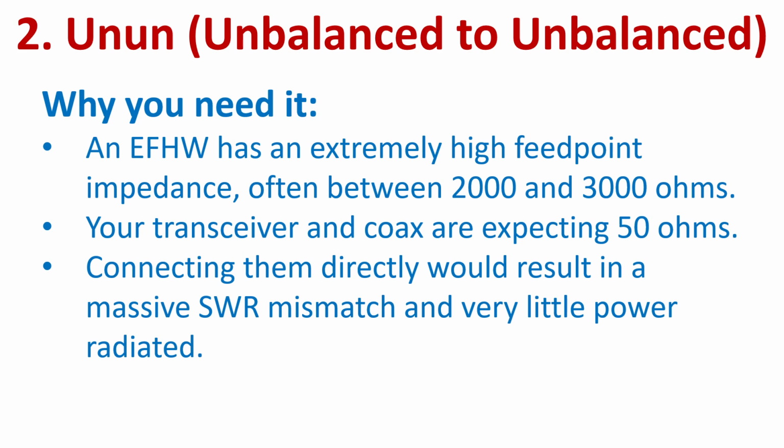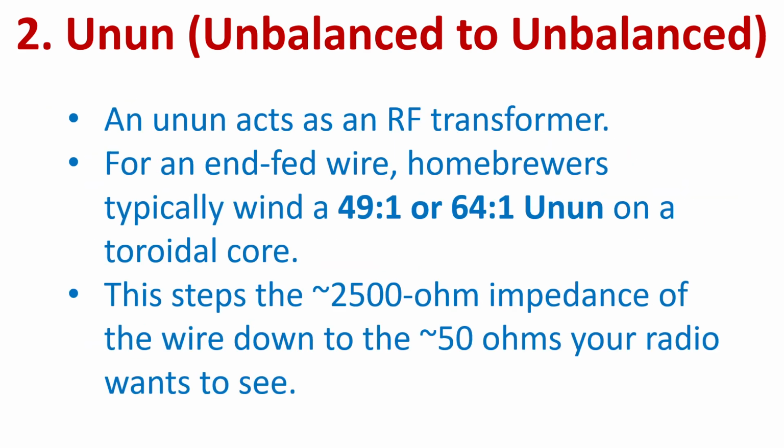An end-fed half-wave antenna has an extremely high feed point impedance, often between 2000 and 3000 ohms. Your transceiver and coax are expecting 50 ohms. Connecting them directly would result in a massive SWR mismatch and very little power radiated. An unun acts as an RF transformer. For an end-fed wire, homebrewers typically wind a 49:1 or 64:1 unun on a toroidal core. This steps the 2500 ohm impedance of the wire down to the 50 ohms your radio wants to see.